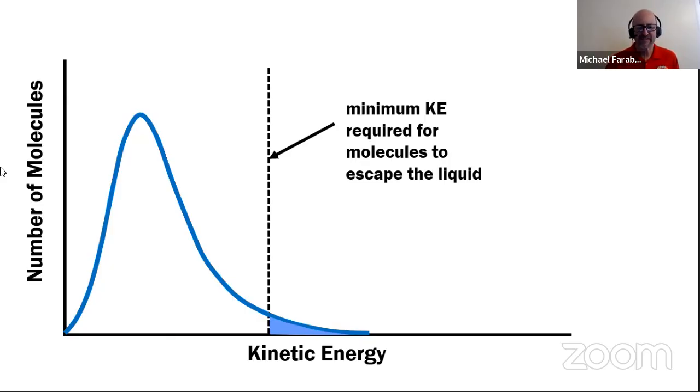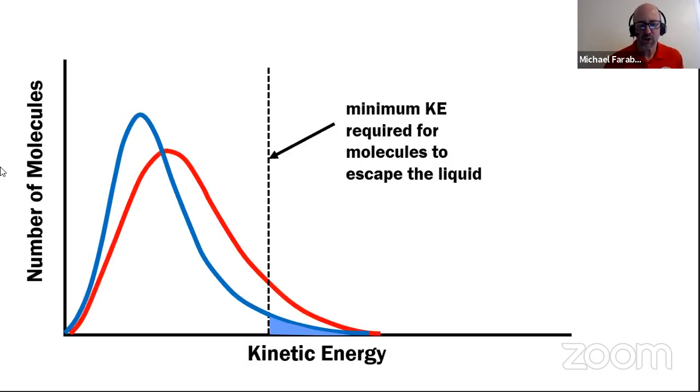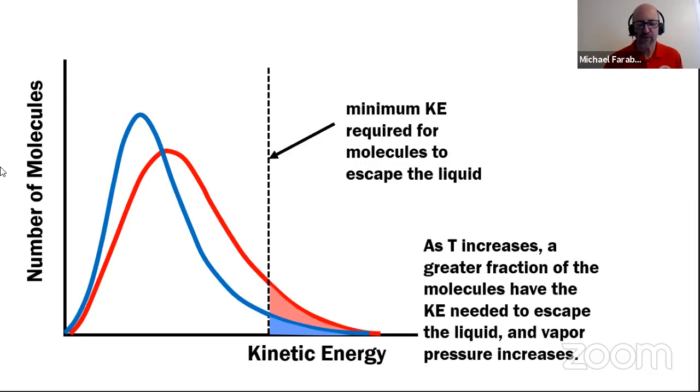What would happen if I raise the temperature of the sample of matter? Well, I have drawn another curve in a different color. This curve is in red. So as you raise the temperature, you increase the average kinetic energy, and you also broaden out that curve a little bit. So it broadens the distribution. There's a wider distribution of energies available. And as you can see here, because of this shift in energy, there is a greater fraction of molecules that have the kinetic energy needed to escape. So now with a greater fraction of molecules that can escape, the vapor pressure above the liquid increases.